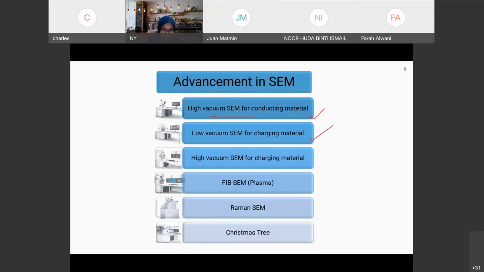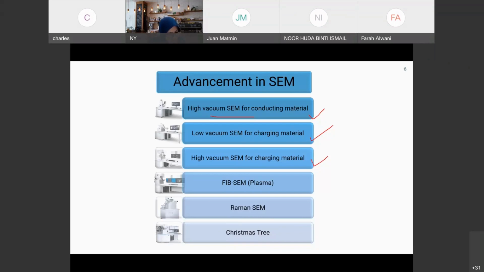So what if I tell you that the advancement of SEM goes up to this level? You can image charging samples under high vacuum. This is some breakthrough, right? I'll let you think a bit. This is something that you may not have encountered before. With high vacuum, we do not lose resolution. We have the resolution there, and at the same time, we can image charging materials.